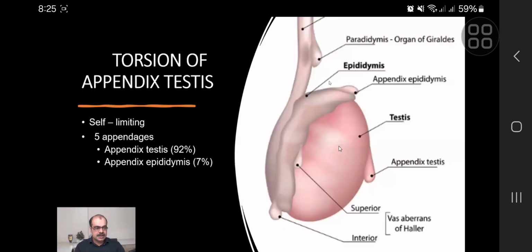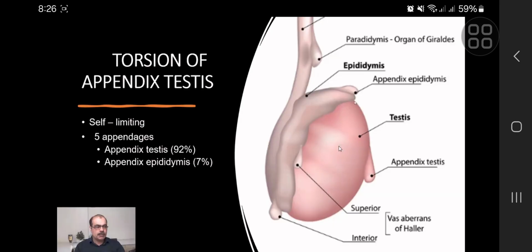In this case, you are going to see multiple appendages hanging out of the testes, but the two most important ones are the appendix testis and the appendix epididymis. The appendix testis accounts for 92% of the time, and the appendix epididymis 7% of the time. The important thing is that both are towards the side where the epididymis is, so you are more likely to see these lesions towards the medial side of the epididymis. That is going to help you differentiate between them.